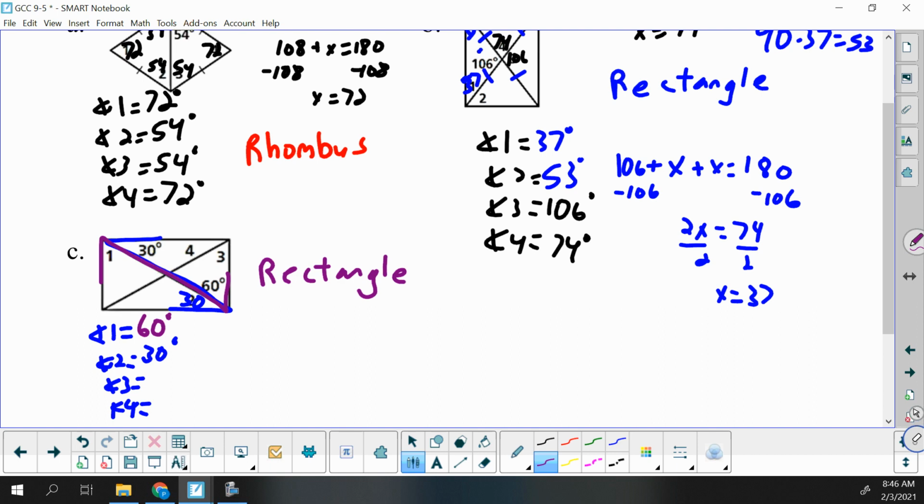What we mentioned in the last one, diagonals are congruent and they bisect each other, so these are all the same. So we have all isosceles triangles there. Isosceles triangles have congruent base angles, so angle 3 must also be 60 degrees, and angle 4 must also be 30 degrees.